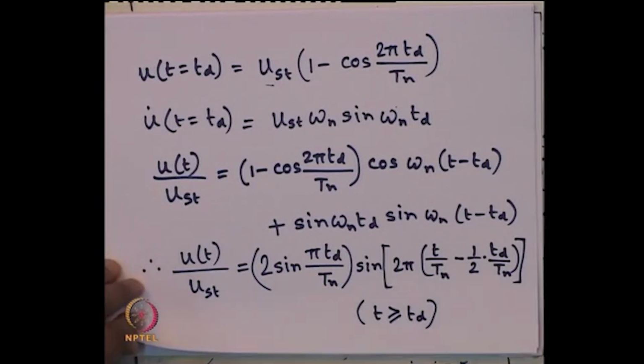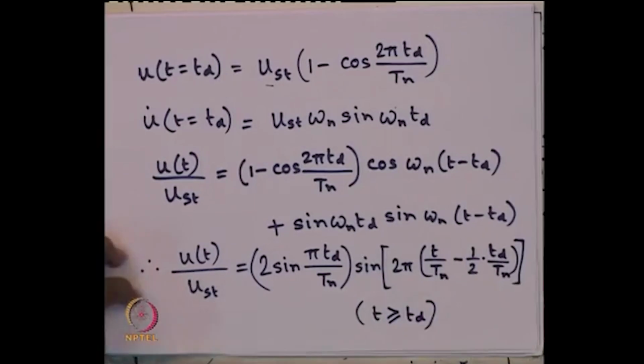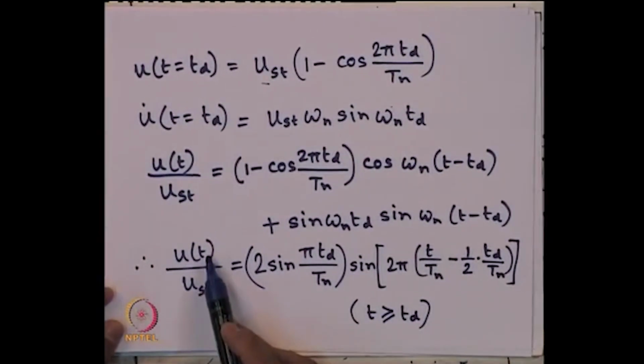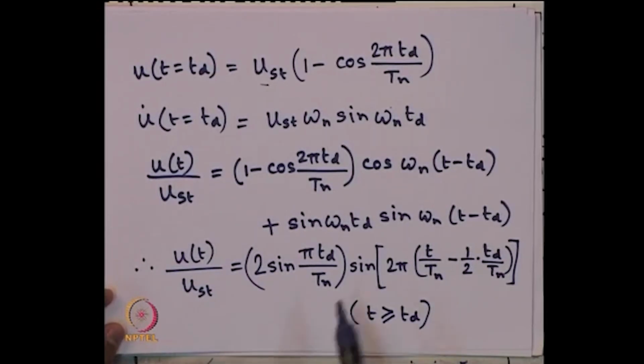So, what we can see in this case is that if you look at the function u t by u st, it is a function of the T d by T n ratio. That is why I have expressed it in this form, with the t by T n ratio and the T d by T n ratio.